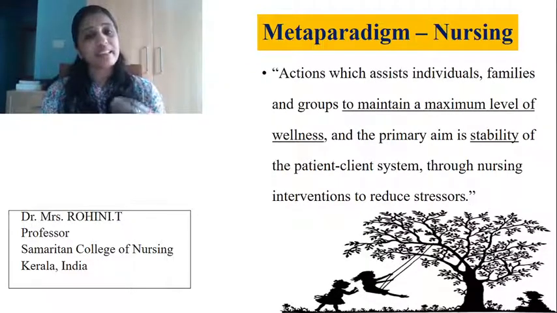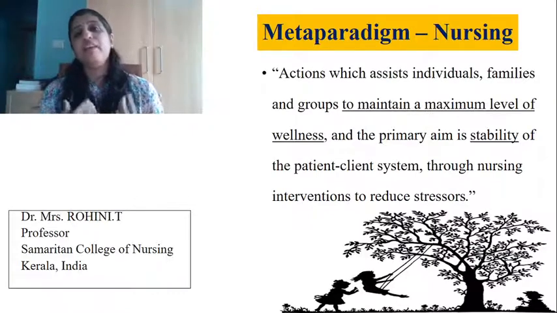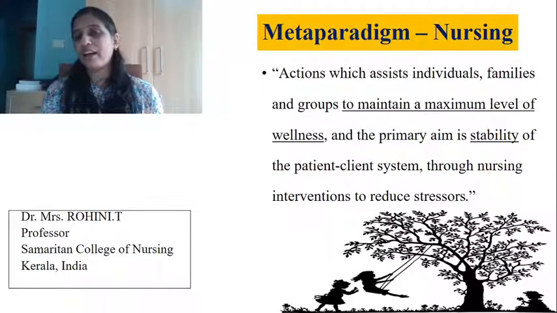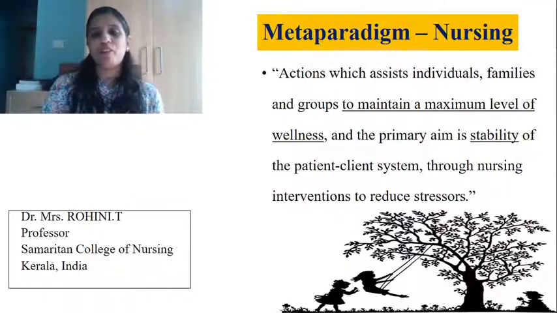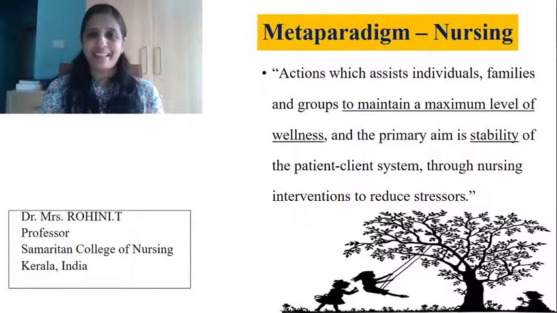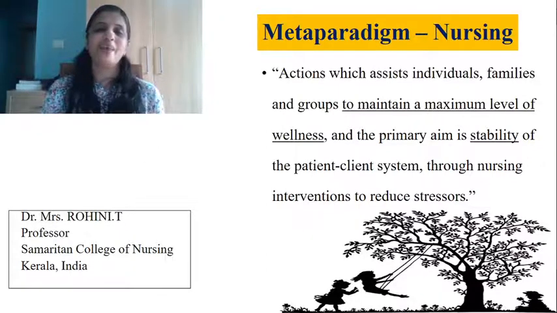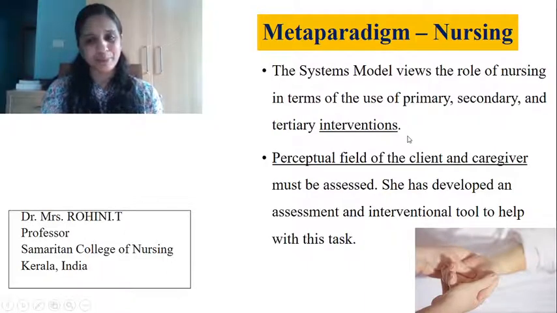Nursing is the action of assisting an individual, family, and group to maintain the maximum level of wellness. That is the goal of nursing. We have to help this particular client, or the client system, to maintain a maximum level of wellness and to maintain stability through interventions. What interventions? Primary, secondary, and tertiary prevention as intervention. So the role of the nurse is to use these three types of intervention.